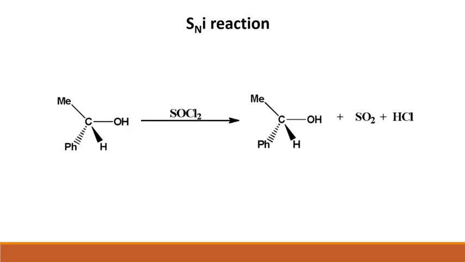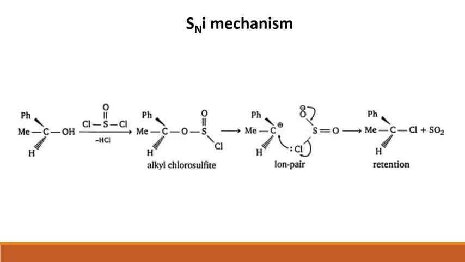The chlorosulfite ester could form the product by SN2 with inversion or SN1 with racemization. But in the present case, there occurs total retention of configuration. So, a new pathway is likely to operate. Here we will discuss the reaction mechanism.